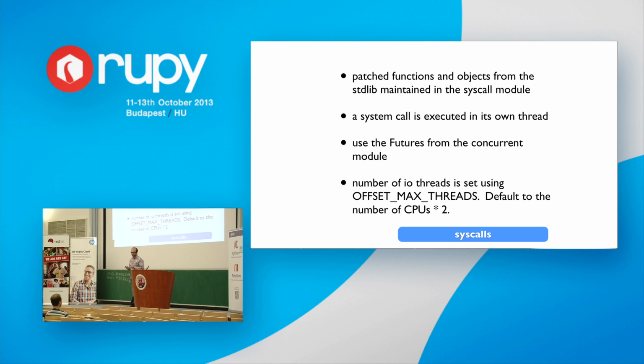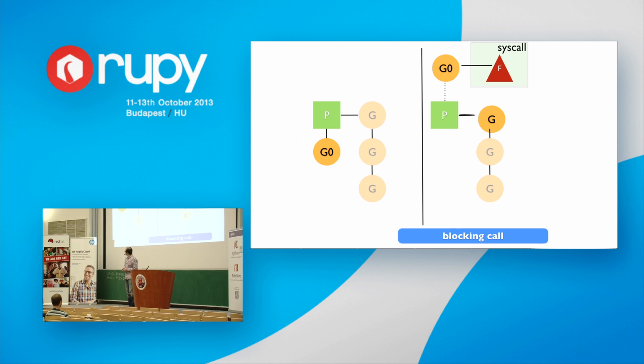A system call is handled in its own system thread. Everything is using the concurrent API, and you can set the number of threads using the offset max threads. It defaults to the number of CPUs times two. And to be more clear, we'll explain using that.